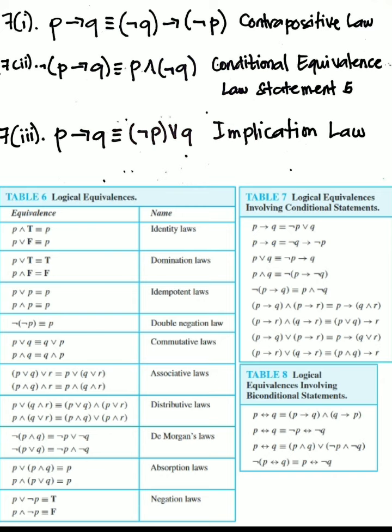How about question number 7ii, where the statement is the negation of (P implies Q) is equivalent to P and negate Q. Here, the conditional equivalence law, or conditional statement part 5, says that the negation of (P implies Q) is equivalent to P and negate Q, which is true. Therefore, question 7ii is conditional statement number 5.